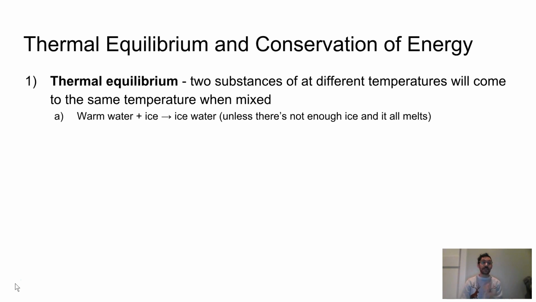Some examples of this: if you take some warm water and some ice and you mix those together, eventually that warm water is going to cool down to around the temperature of that ice, unless all the ice melts. But either way, they'll all come to the same temperature.